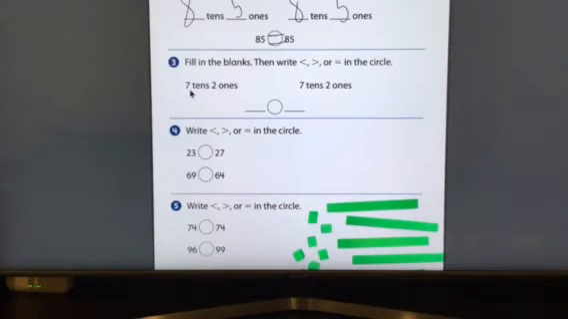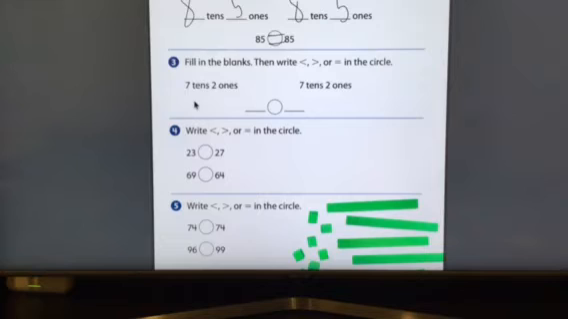This one has 7 tens. This one also has 7 tens. So now you need to look at the ones. This one has 2 ones, and this one has 2 ones. So you know that 7 tens and 2 ones here, and 7 tens and 2 ones here, those are equal.